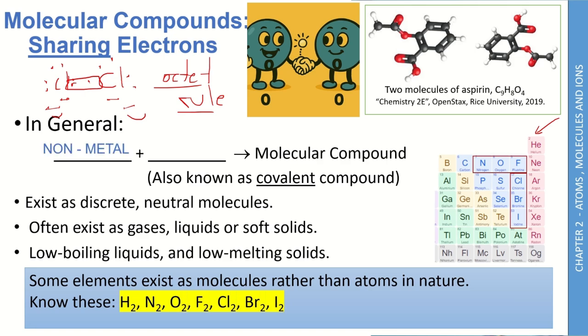So in general, nonmetals plus nonmetals form a molecular compound, also known as a covalent compound. They exist as discrete neutral molecules, so the number that you're going to see is the number of atoms they have. Normally they exist as gas, liquid, or soft solids. They have low boiling points as liquids and low melting points as solids.